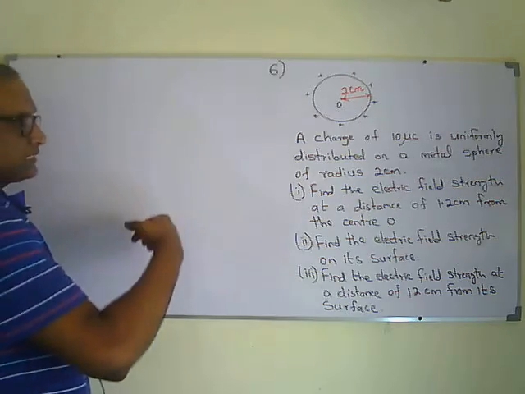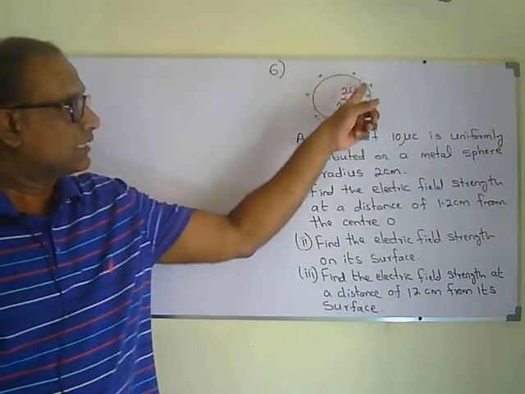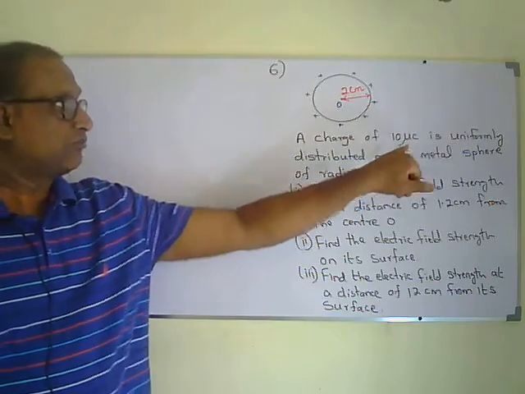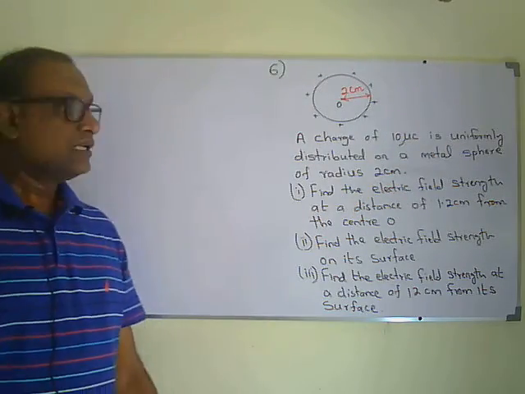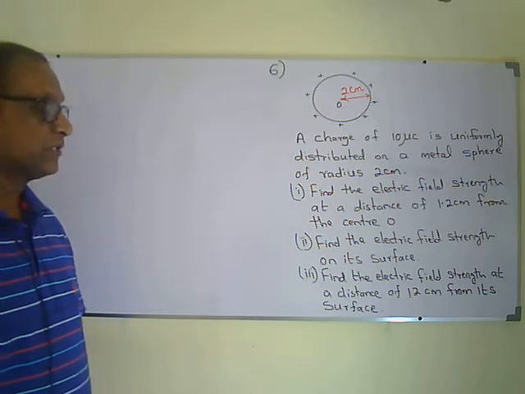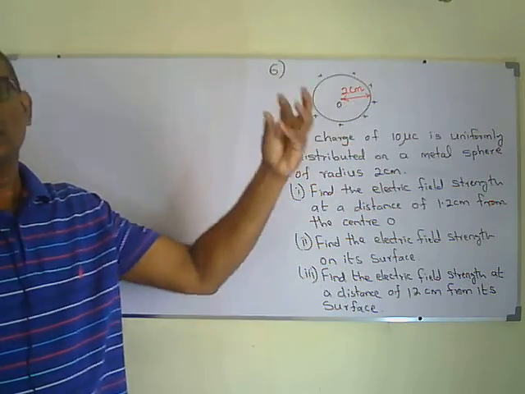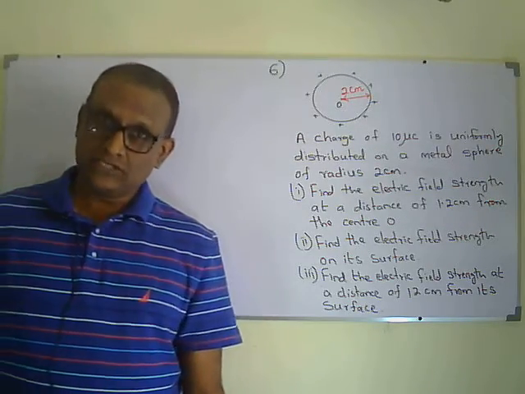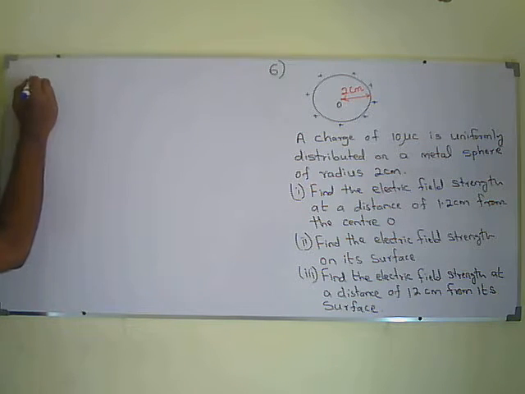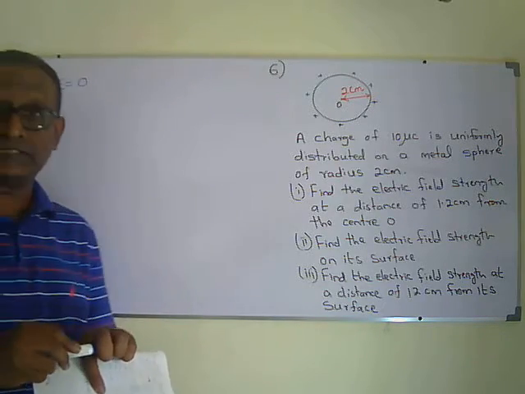Okay, good. This is the question based on a metal sphere. A metal sphere of radius 2 centimeter carries a uniform distribution of 10 microcoulomb on its surface. First part, they asked to find the electric field strength at a distance of 1.2 centimeter from the center O. You know 1.2 centimeter is inside the metal sphere, so the electric field strength will be equal to 0. I don't need to do any calculation. So E equals 0 inside the metal sphere.